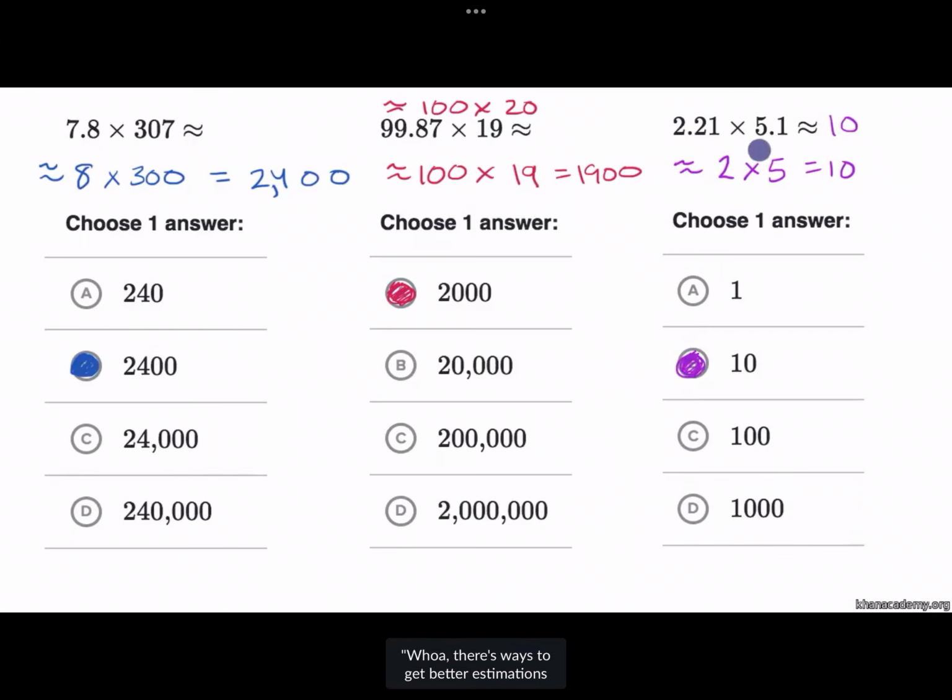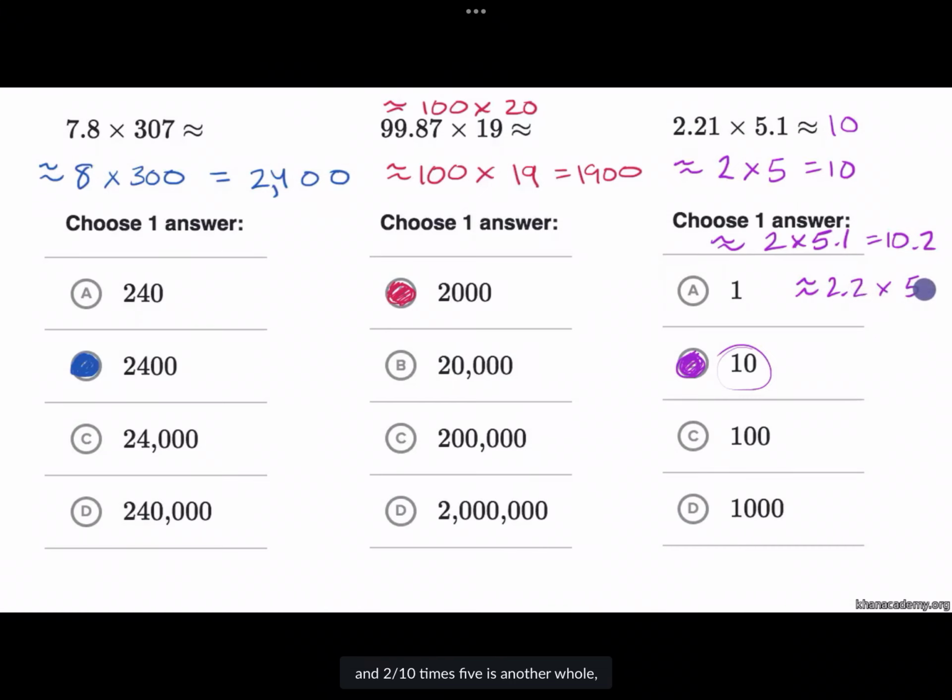Now, some of you might say, well, there are ways to get better estimations that you could still do in your head. So for example, you could say that this is approximately equal to 2 times 5.1. This is still pretty straightforward to do in your head. This would be 10.2. But you'd still say that 10 is by far the closest one. Or you could even say something like this is approximately equal to 2.2 times 5. What is this going to be equal to? Well, 2 times 5 is 10, and 2 tenths times 5 is another whole. And so this is going to be equal to 11.